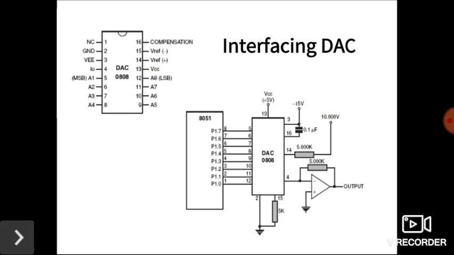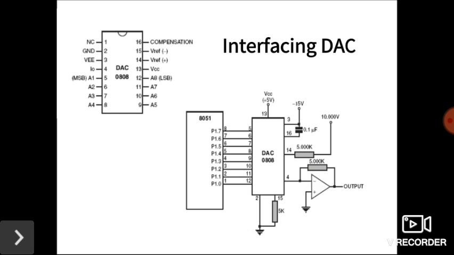The DAC compensation needs a 0.1 microfarad disc capacitor between these pins and pin number 3. Then at the output stage, an operational amplifier is necessary to supply sufficient current. The resistor used should be a metal film resistor of accurate values. It may also be noted that a bipolar power supply is necessary in this case.